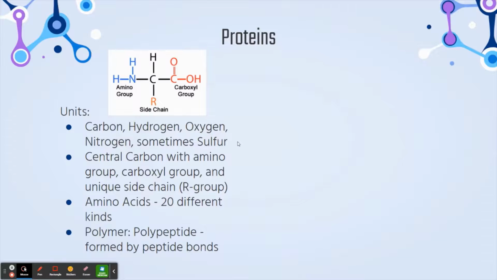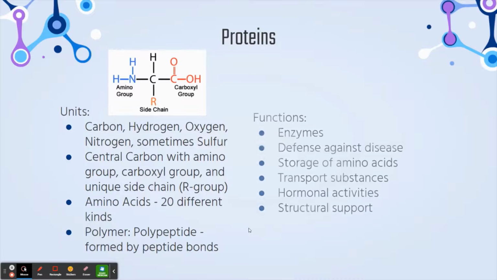So it is composed of a central carbon over here with an amino group, an NH2, a carboxyl group, and a unique side chain. And this unique side chain is unique to 20 different kinds of amino acids. So there are 20 different kinds, and each one has a different side chain, which is why sometimes they can have sulfur inside of it because the R is different. And a polymer of a protein is a polypeptide, and they are formed through peptide bonds.